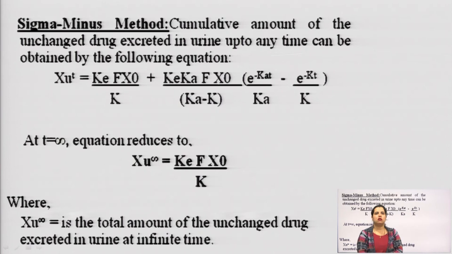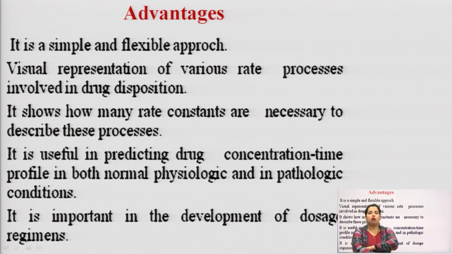Now, the second method is the sigma minus method. The cumulative amount of the unchanged drug excreted in urine up to any time can be obtained by the following equation. X u t is equal to k e f x naught divided by k, plus k e k a f x naught divided by k a, times e to the power minus k a t by k a minus e to the power minus k t by k. At infinite time, the equation reduces to x u infinity is equal to k e f x naught by k, where x u infinity is the total amount of drug excreted unchanged in urine at infinite time. So, this is how the drug excreted unchanged in urine can be assessed using these two methods.